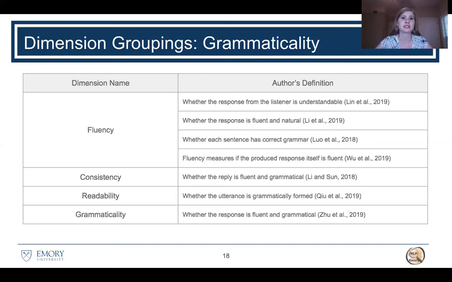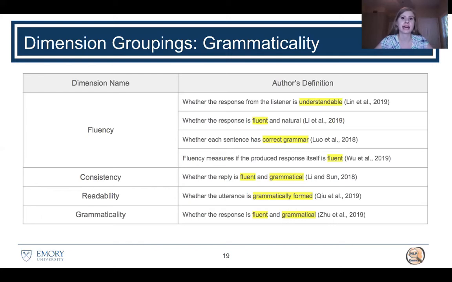On this slide, you can see a table which provides the definitions that we could find for 4 dimensions across 7 papers, where the 4 dimensions are fluency, consistency, readability, and grammaticality. On the right-hand side, you can see the definition that each of the papers provided for those dimensions. And from looking at these definitions, you can see that each definition focuses on the same idea. They focus on the idea of the system's responses being fluent, understandable, and grammatical.